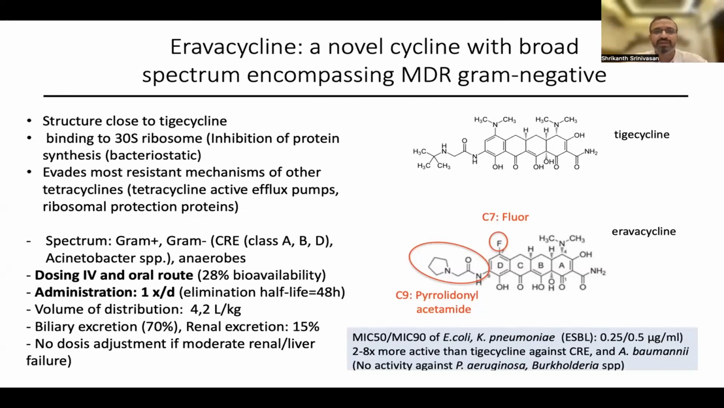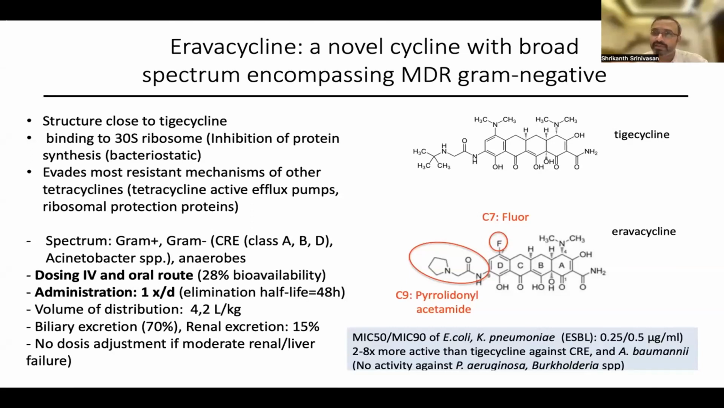So spectrum is gram positive, gram negative, class A, B, and D. So a very wide spectrum tetracycline, effective against Acinetobacter and anaerobes. Dosing is IV and oral route. Oral route is only 28% bioavailability. Administration once a day. Elimination half-life 48 hours. Biliary excretion 70%. Renal excretion 15%. And no dose adjustment in moderate renal or liver failure.